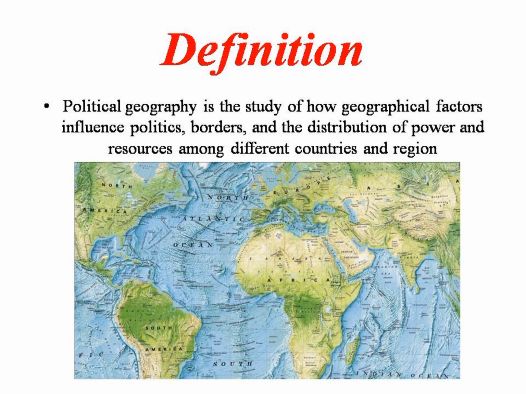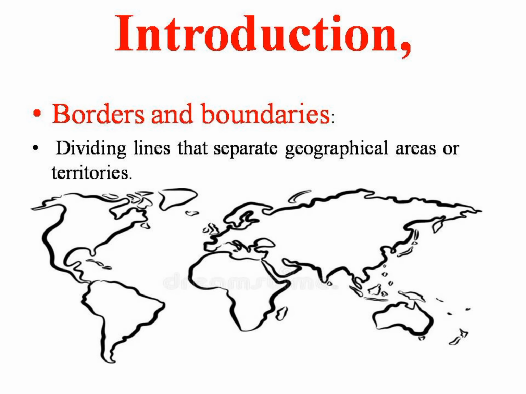Let's break down some basic concepts in political geography. Borders and boundaries. Borders are lines that separate one country from another. Boundaries can be natural, like rivers and mountains, or they can be man-made, agreed upon by governments.